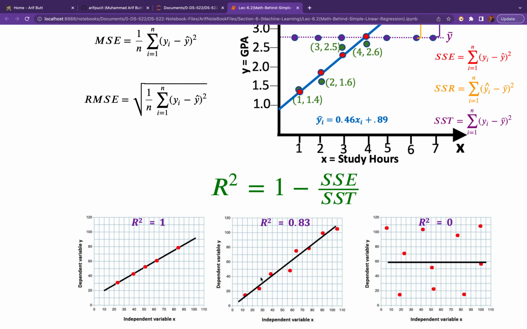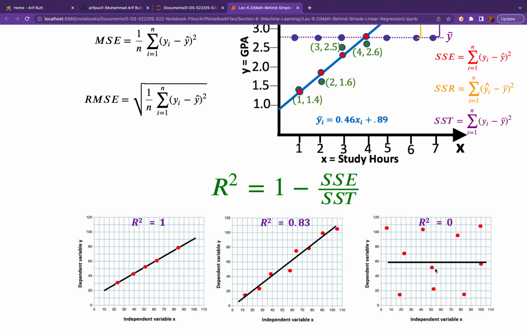Okay, in this middle graph, you see a reasonably good best fit line with an R2 score of 0.83 or 83%. And this means that 83% of variance in the dependent variable y is accounted for by the x values. And finally, in this right graph, you see totally random points, and the regression line is a total failure.